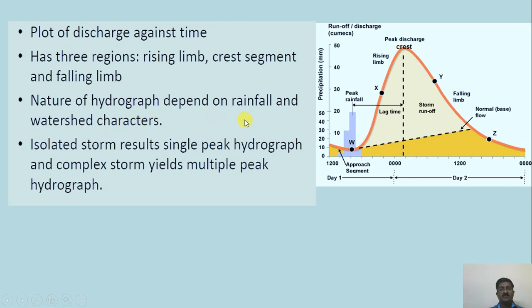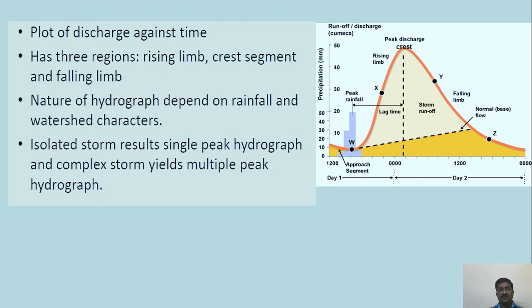Nature of hydrograph depends on rainfall and watershed characteristics. Now the shape of this hydrograph depends upon the nature of the watershed characteristics. It means what type of drainage basin is available there, what type of stratum is there, what type of vegetation is there, what type of slopes are there. So all these things are going to affect the hydrograph.